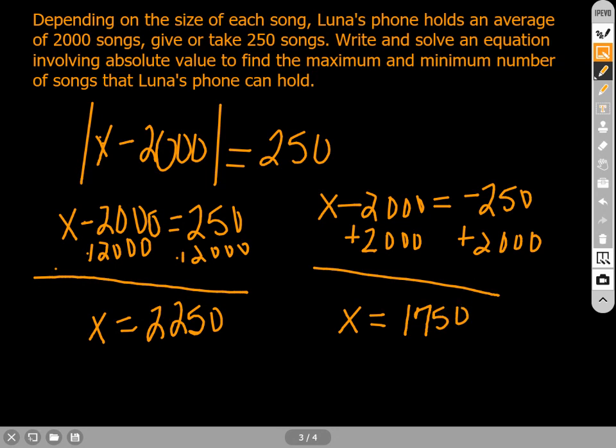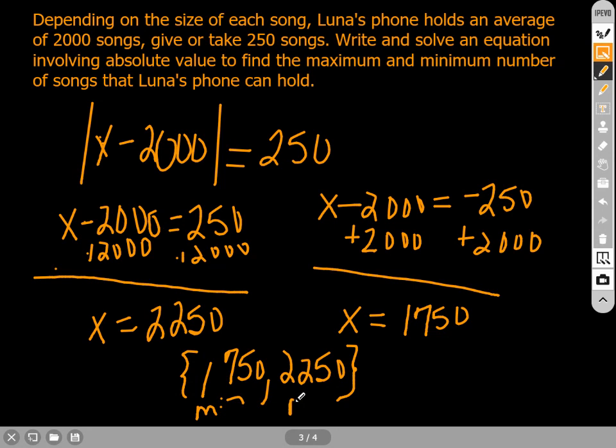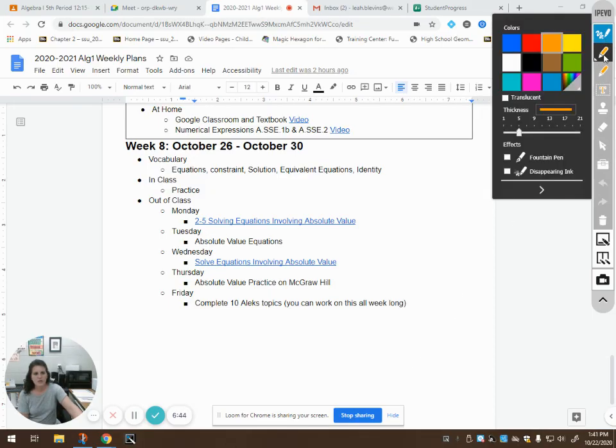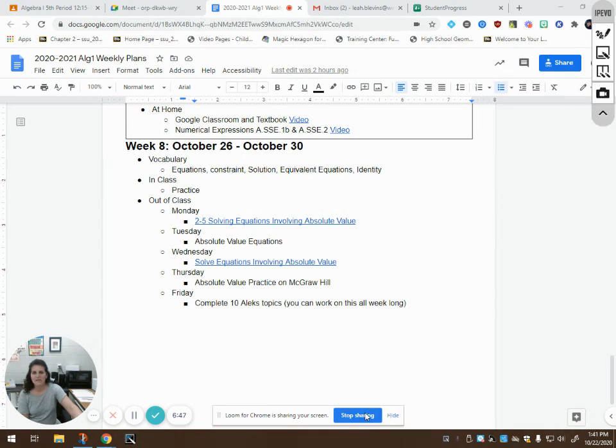So the solution set then is 1,750 songs, or 2,250 songs. This is my maximum and minimum, or in this case, minimum and maximum number of songs that the cell phone will hold. And that takes care of that problem. That is all that I have for you guys for today. So we'll go ahead and stop the screen, and hopefully that made sense to everybody.